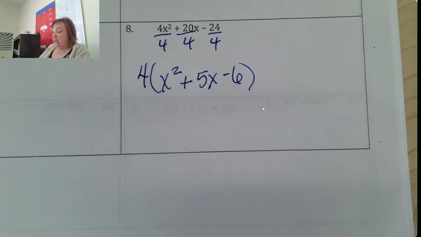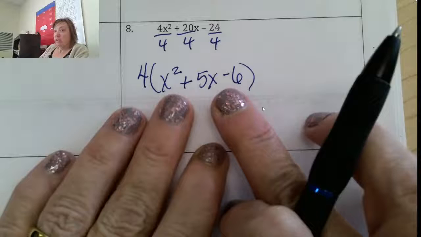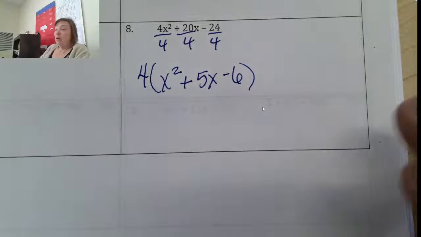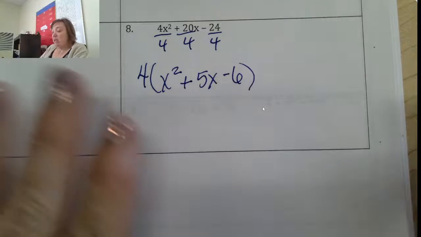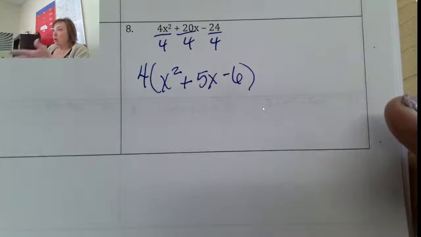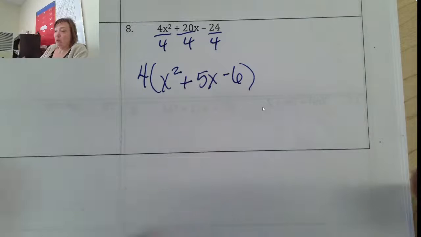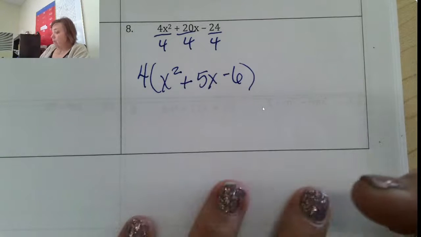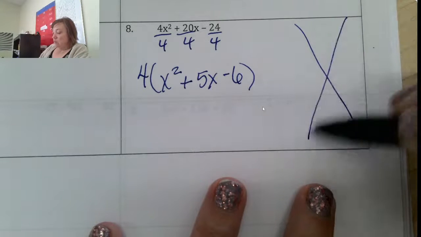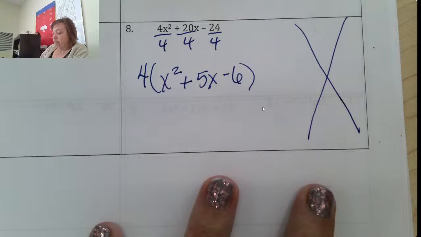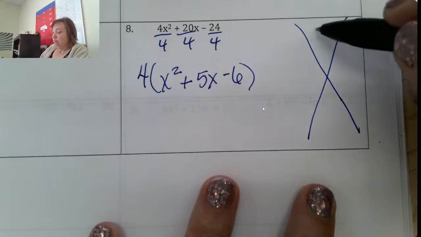Now, once we get here, we may be able to factor this. We just have to try and see. We may not be able to factor it. That's all there is to it. If we can't factor it, if it's just factor, we'd leave it here. If we can factor it, then we go ahead and factor it out. So, what goes on top? What goes on bottom?